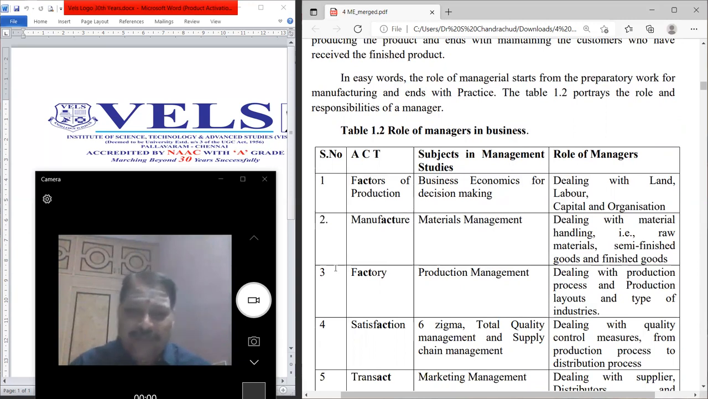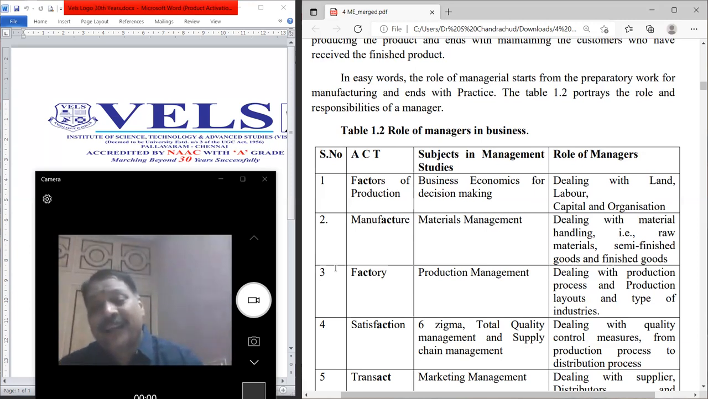Why do we have to study materials management? Dealing with material handling, that is raw material, semi-finished products, or finished product. The third role is in the factory. In your curriculum, it is called production management, dealing with the production process and production layouts, whichever type of industry it may be. It may be small scale, or it may be large scale, or it may be an essential commodity, whichever it is. So we should know production management.